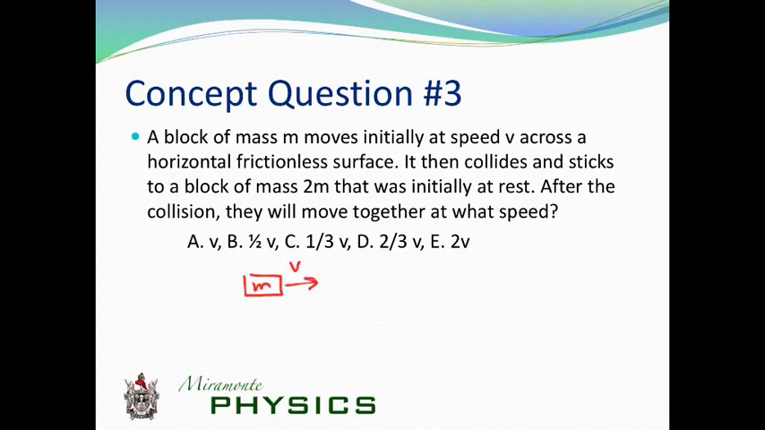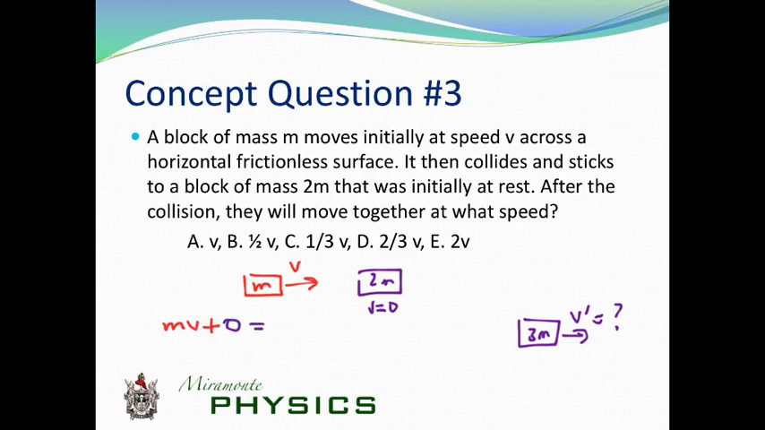Okay, so again, I'm going to make a little sketch. I've got a mass m moving at a speed v, and I have another mass that's 2m and doesn't have any speed at all. So the total momentum of the system beforehand is going to be mv, right? So let's just work this out. mv is the momentum of the red box and 0 of the purple, and that's got to equal 3 times m, times the final velocity.